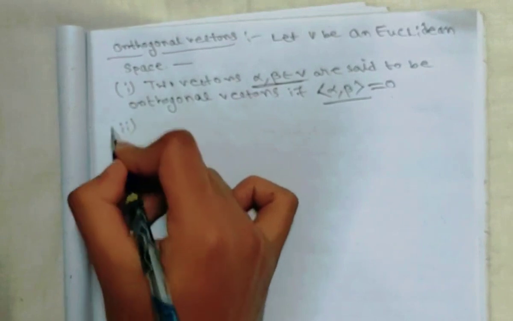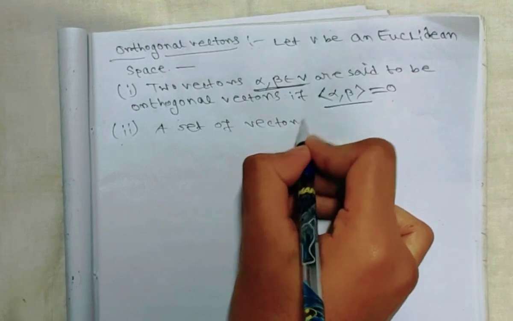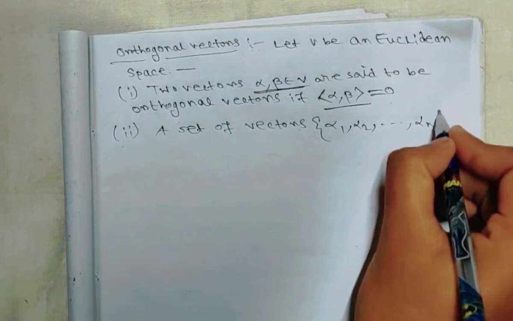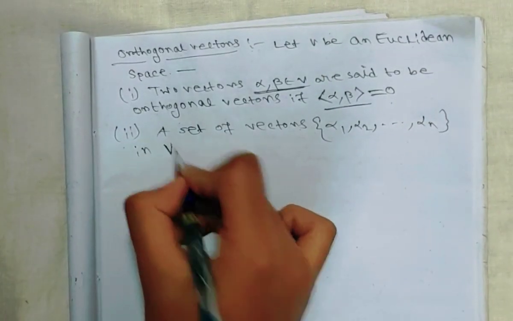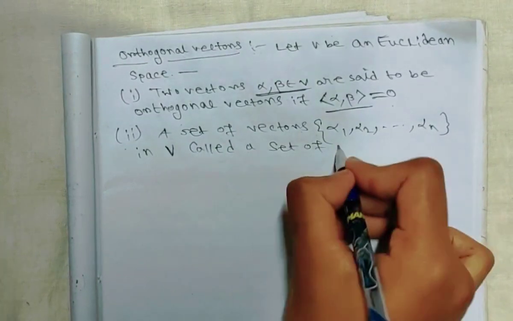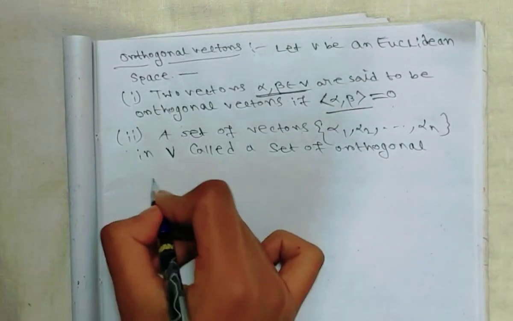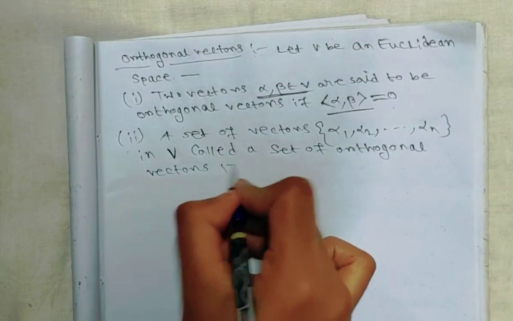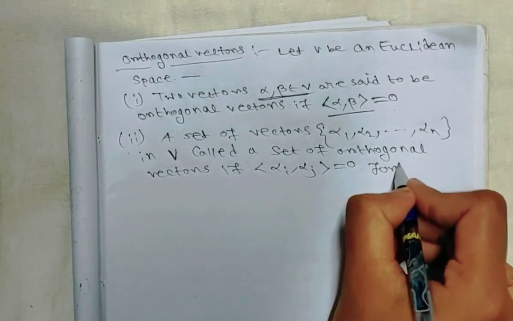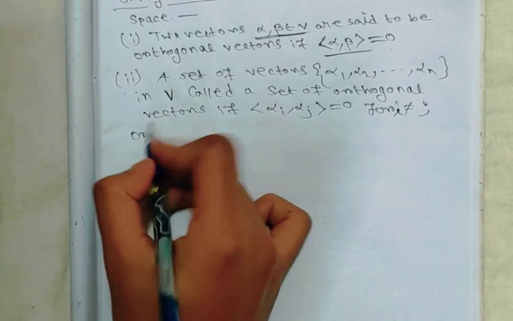Now the second one, a set of vectors alpha 1, alpha 2, dot, alpha n in Euclidean space V is called a set of orthogonal vectors if the inner product of alpha i comma alpha j equals 0 for i not equal to j. Similarly, now orthonormal vectors.